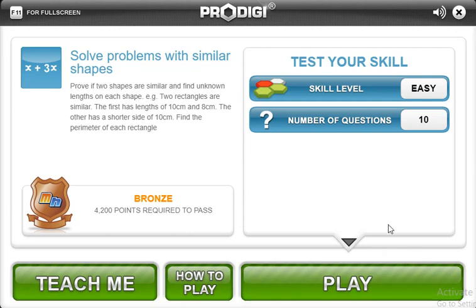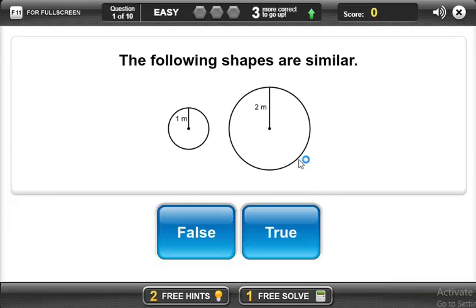Solve problems with similar shapes. The following shapes are similar. Is it true? Well, circles are always going to be similar.